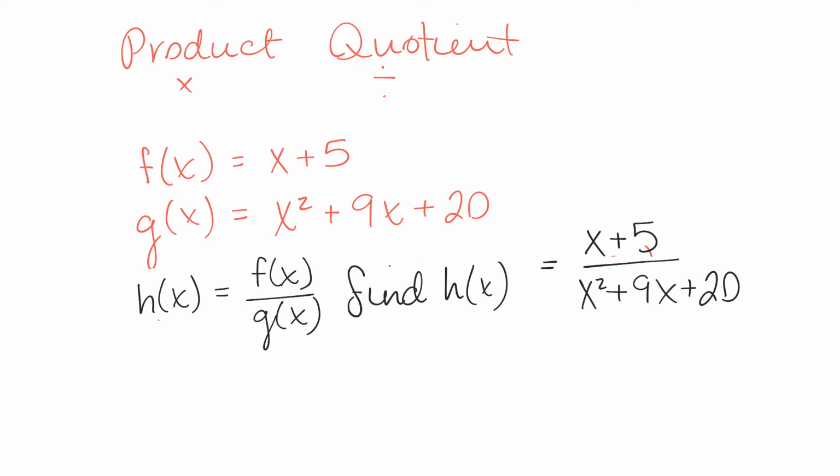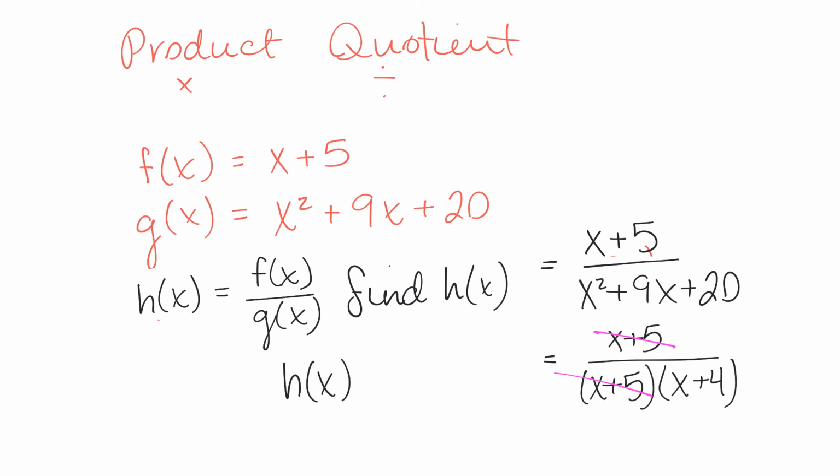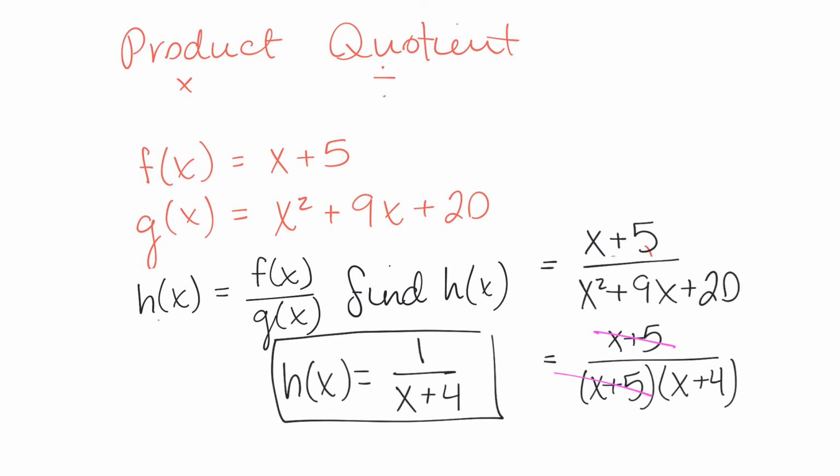But you are a smart cookie, and you know that when you've got a quadratic, you need to factor. So you are going to factor this thing, and you're going to be like, oh, I see you, x plus 5 times x plus 4. And you see that that is going to cancel. And so h of x is going to actually equal what? It's going to equal 1 over x plus 4. And that will be your answer. Okay, that's all there is to it.